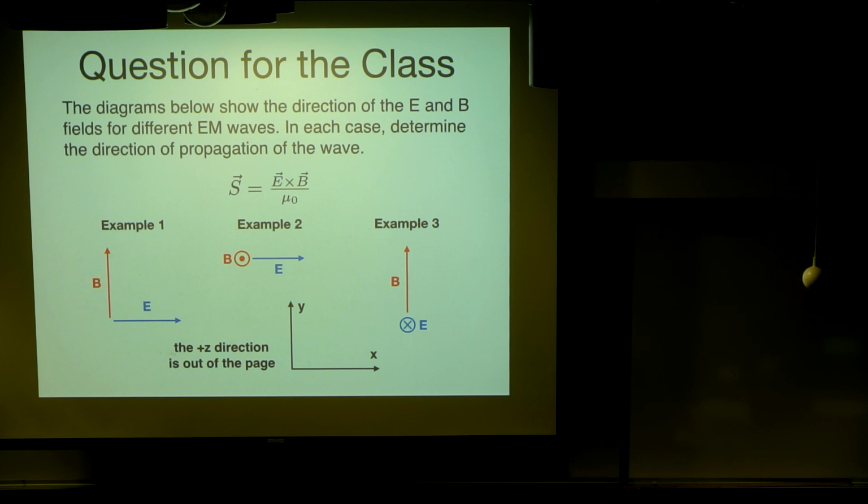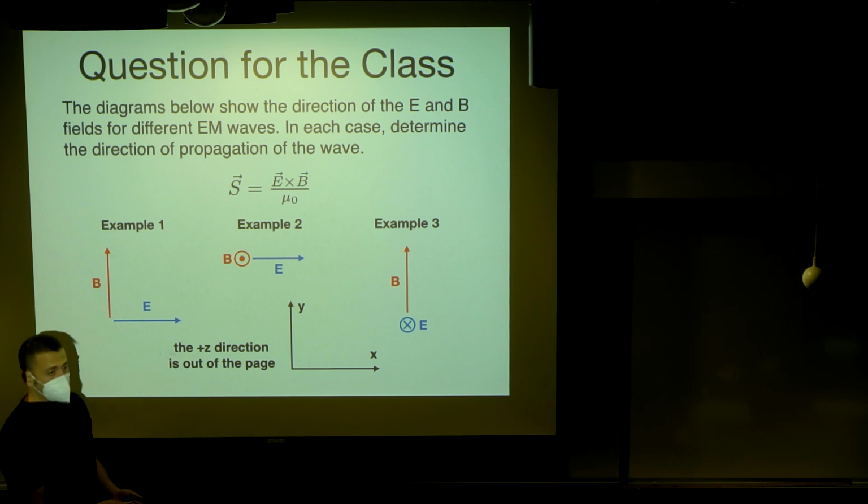What about in the second case? Down. All right, so let's verify that that works. In the second case, I've got E, and then in order to curl my fingers out of the page, I need to orient my hand like this, with my thumb pointing down. So you got it right.